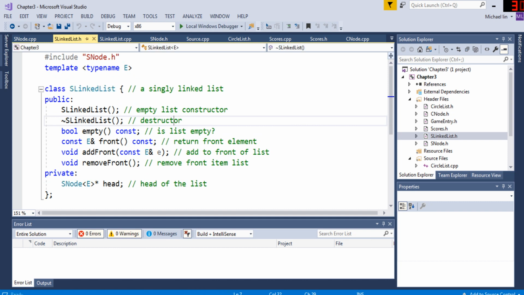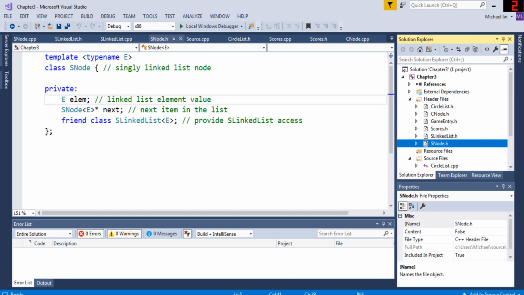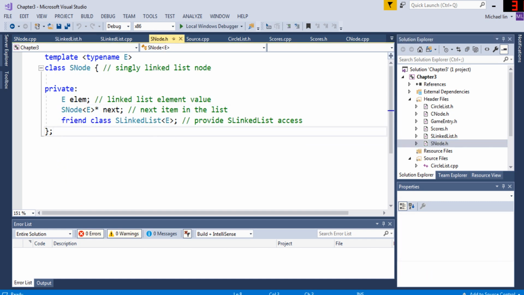I include the node.h, and it's a class that has all these things: empty constructor, destructor, empty, front, add front, remove front. And I make the node generic. Here is the singly linked list node. I made a friend class of SLinkedList so that SLinkedList can have access to element and next. It's private.